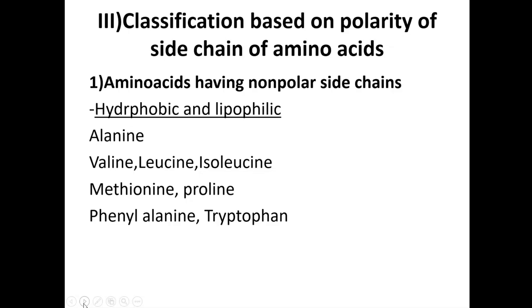The first type is amino acids having non-polar side chain. That is, they are hydrophobic and lipophilic. Examples: alanine, valine, leucine, isoleucine, methionine, proline, phenylalanine and tryptophan. They are amino acids having non-polar side chains.